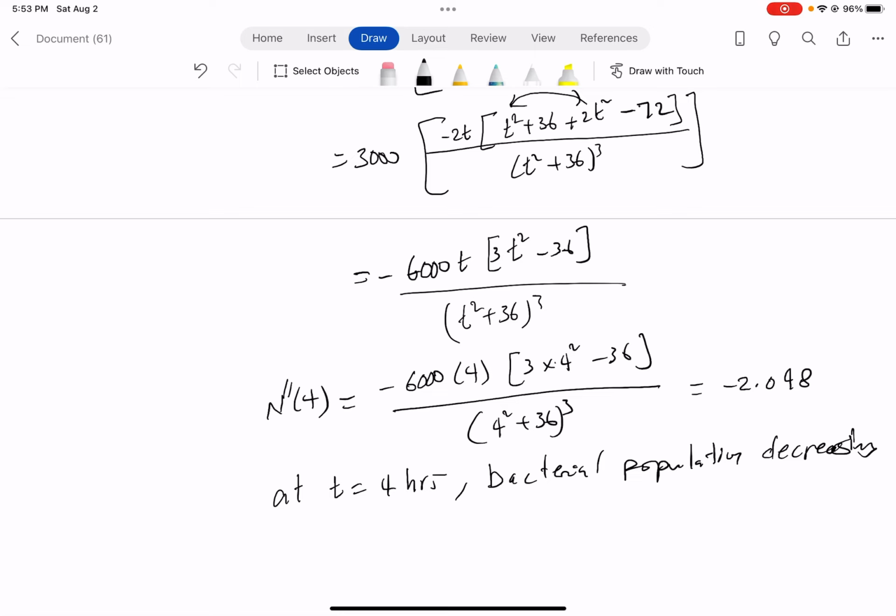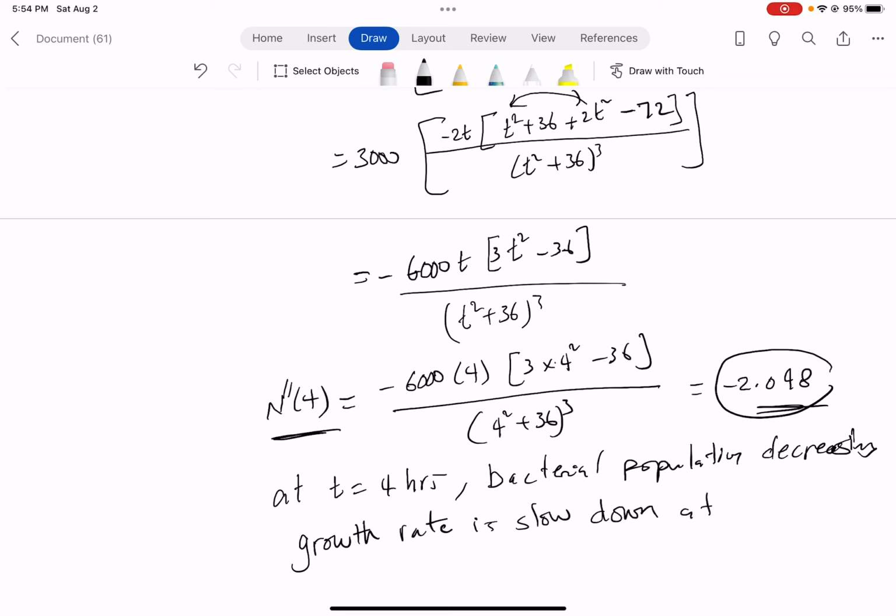This negative second derivative means that the growth rate is slowing down. So the negative number here means that the growth rate is slowing down at t equal to 4 hours.